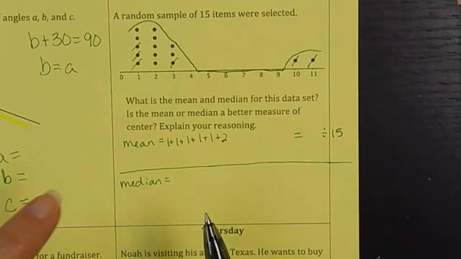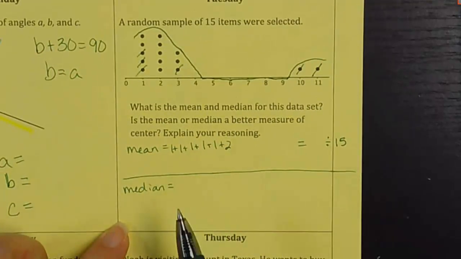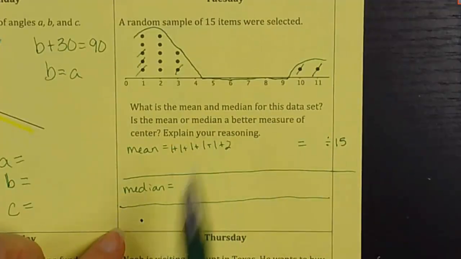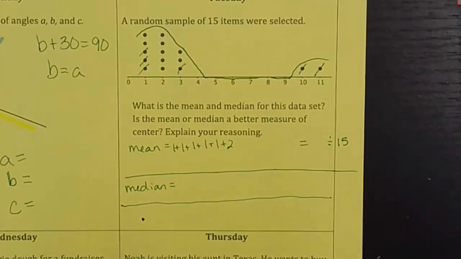You decide if that is symmetrical. If it is not symmetrical, then your answer would be median is a better center because it's not symmetrical. Okay, finish that one. Pause if you need to get that written out.